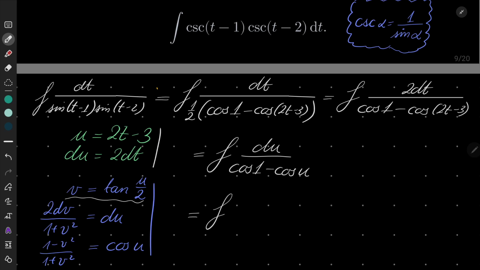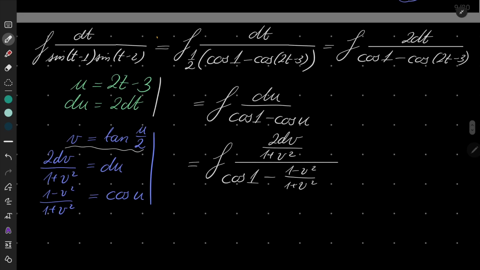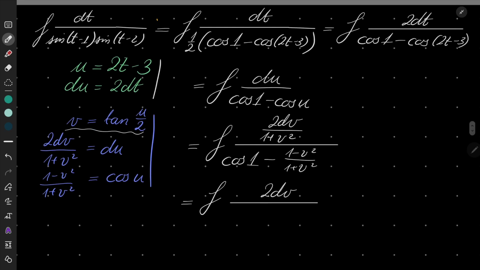Okay, so our integral now becomes, instead of du, we have 2 dv over 1 plus v squared, over cosine of 1 minus, instead of cosine of u, 1 minus v squared over 1 plus v squared. Okay, so let's simplify it a little bit. So we have 2 dv, and after a bit of simplification we get the following in the denominator: 1 plus cosine of 1 times v squared minus 1 minus cosine of 1. Okay, perfect.